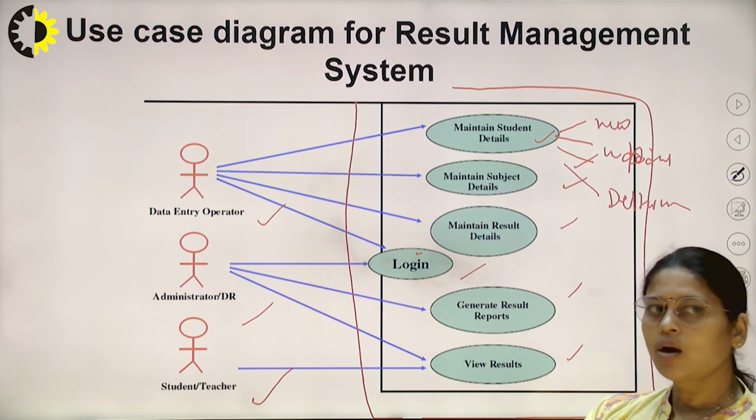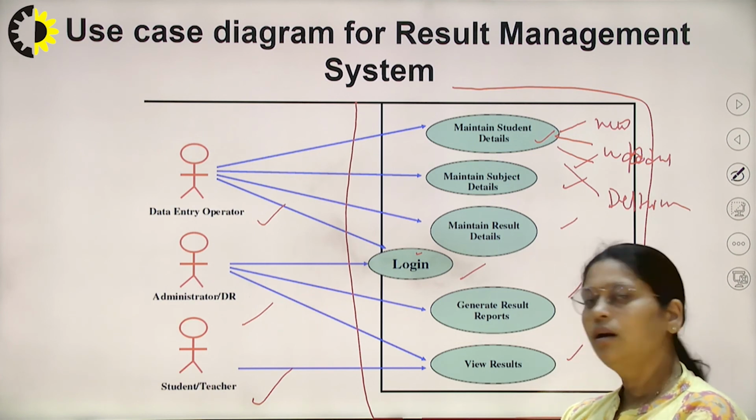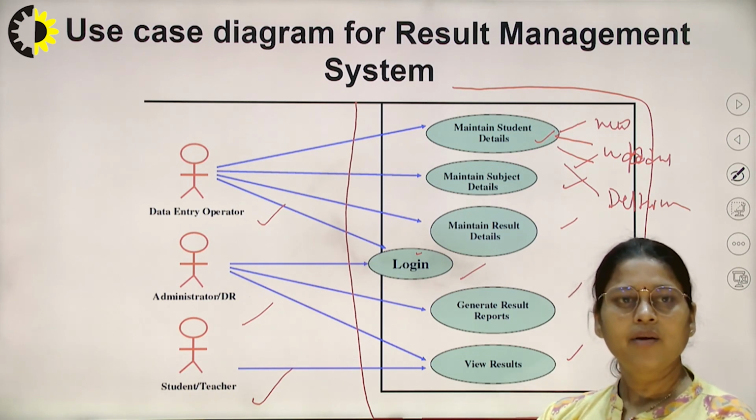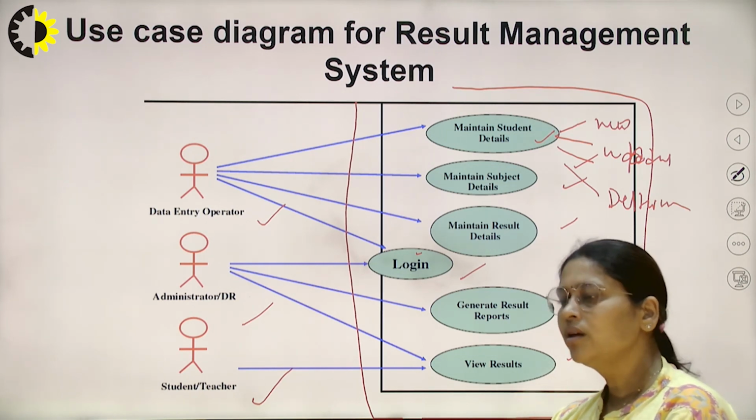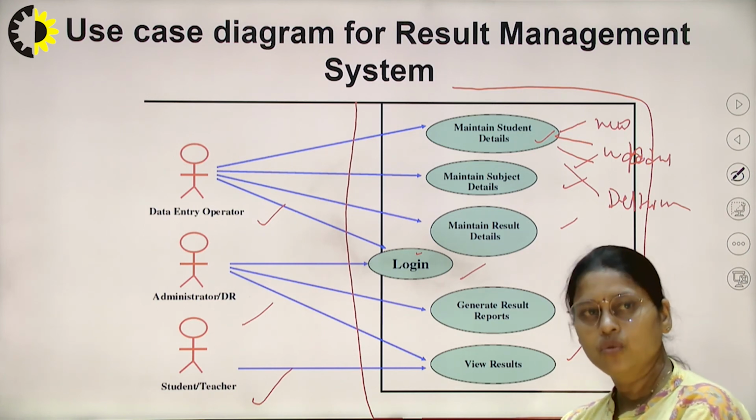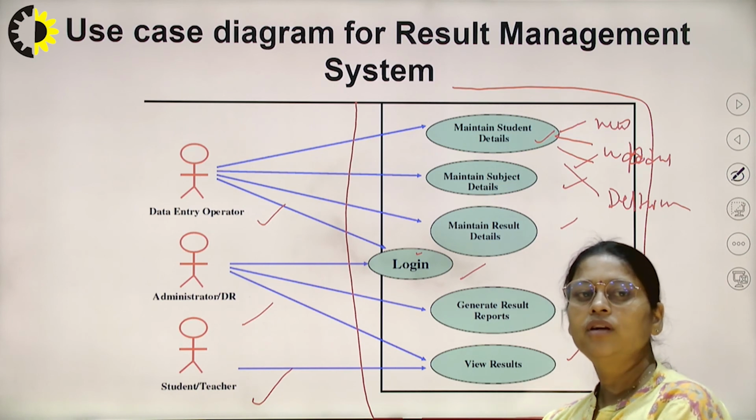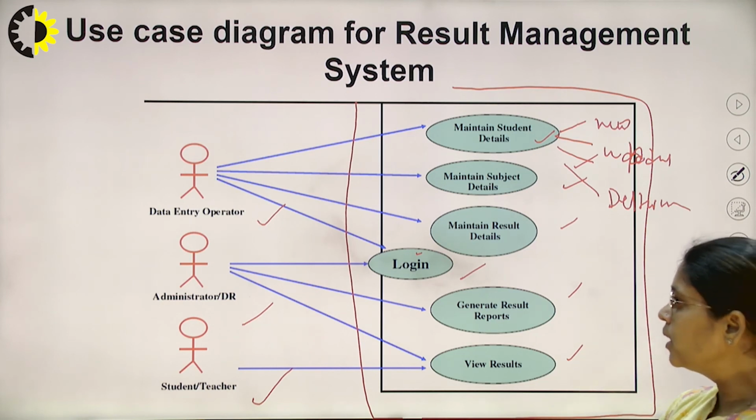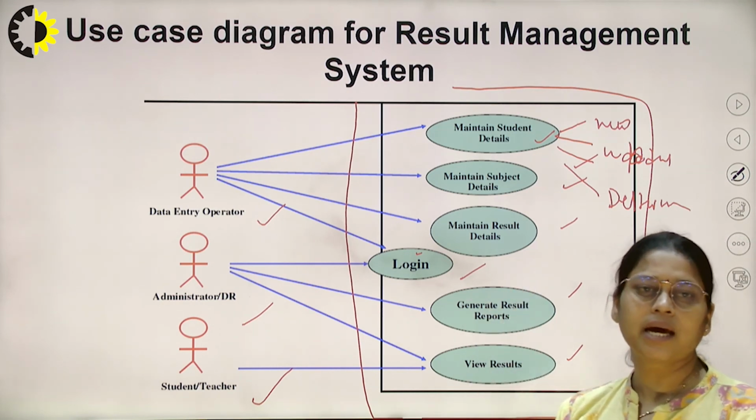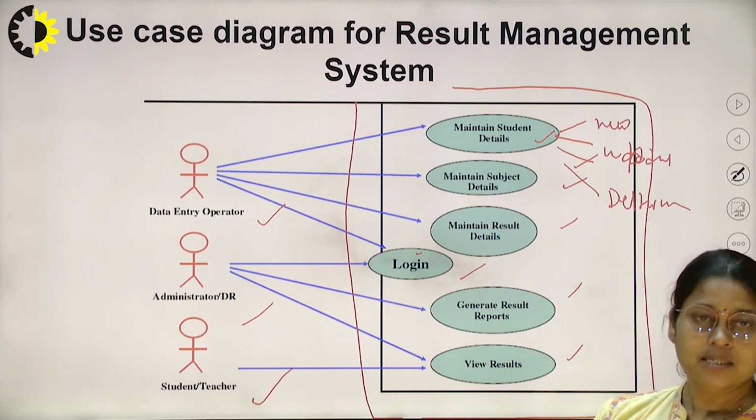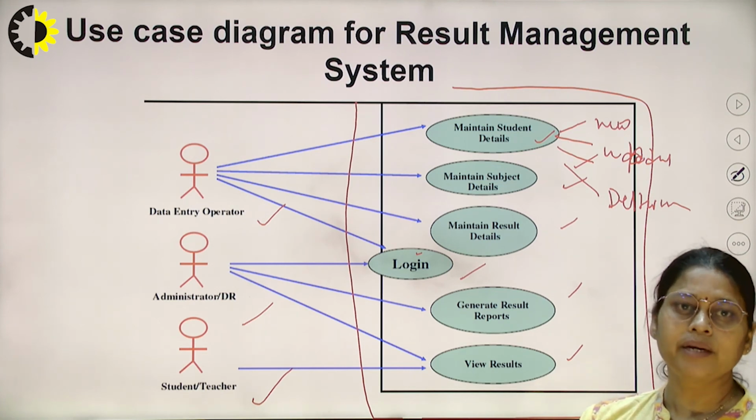Once we have the details of students and subjects, only then can we prepare the reports. Now, what is the role of the admin? The admin will log in to the system, and the admin can generate the results report and can also view the results. Now, if we see the role of the student or teacher, then the student can only log in to the system and only view the results as per their ID. So with the help of this use case diagram, we can easily analyze the system functionality.